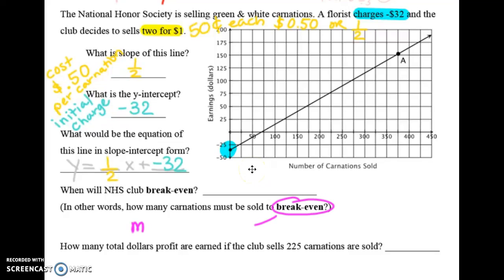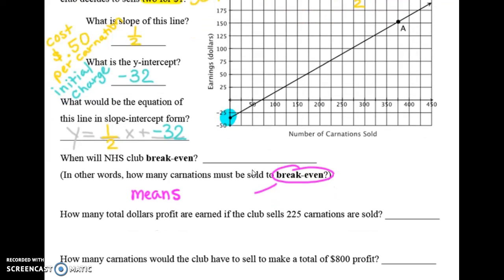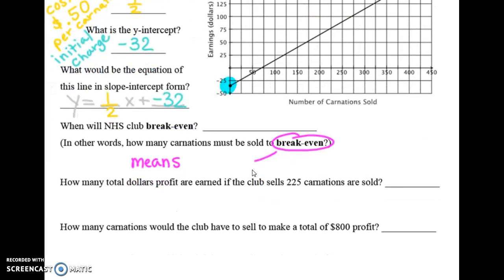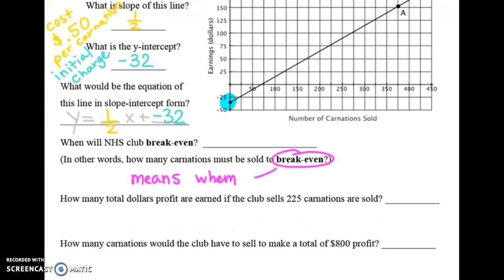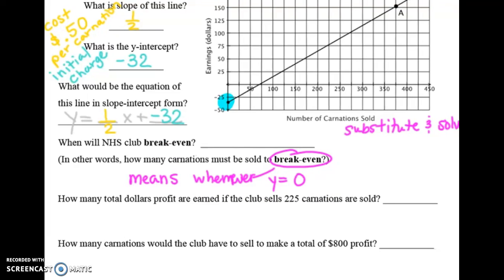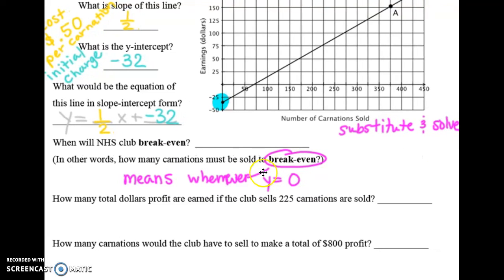Now, when the National Honor Society Club breaks even, I'm looking for when my equation will have a y of 0. 0 is the amount to break even, meaning you've recovered the $32 that you had to pay the florist for the flowers. So whenever y equals 0, I'm going to substitute and solve. I'm substituting 0 in for y.